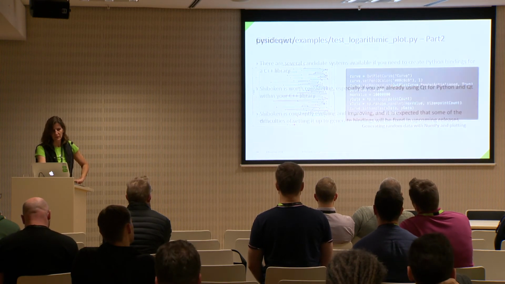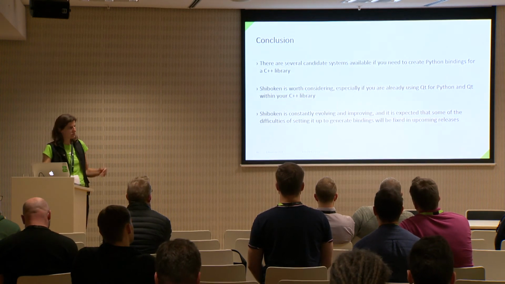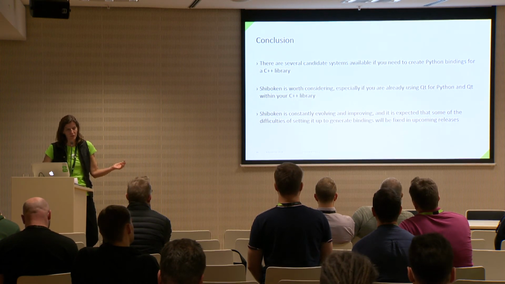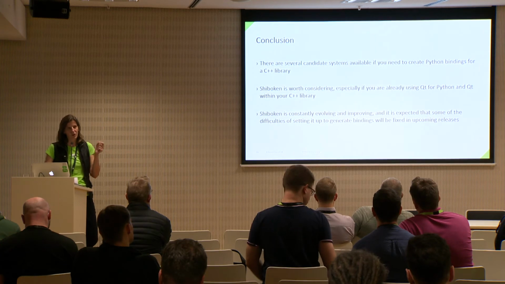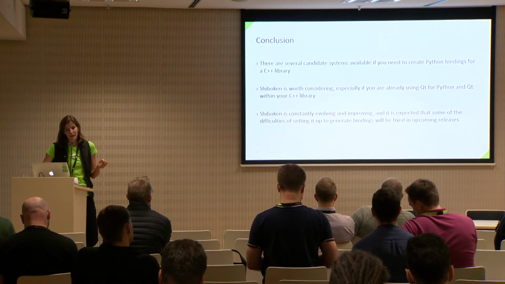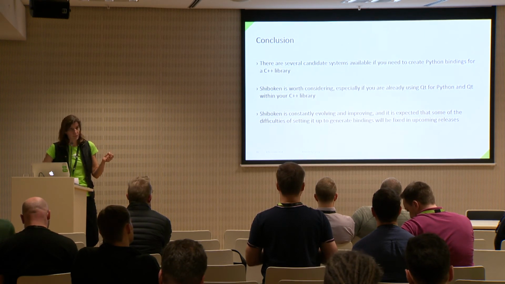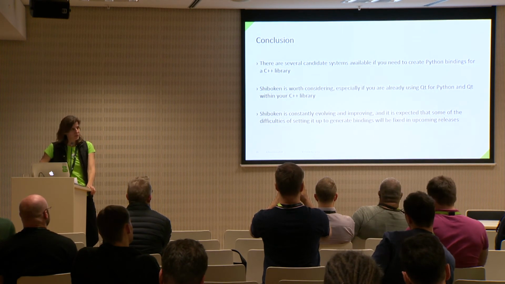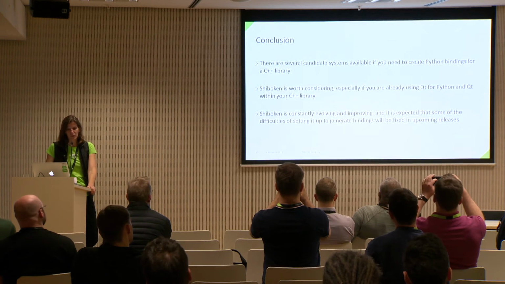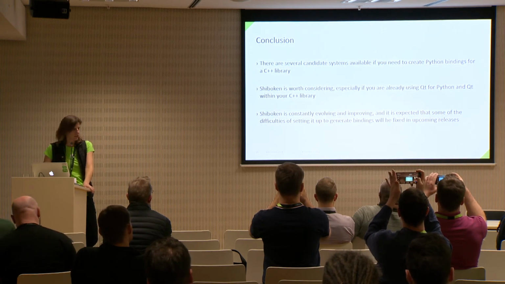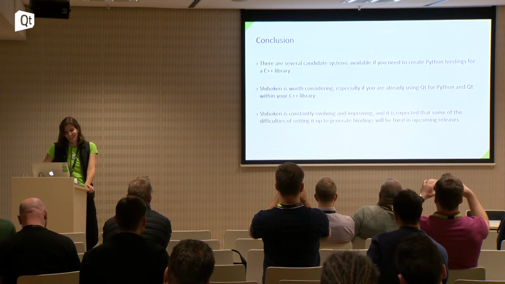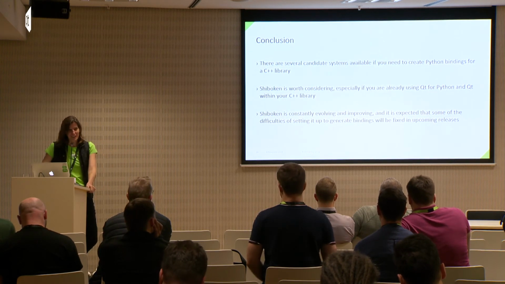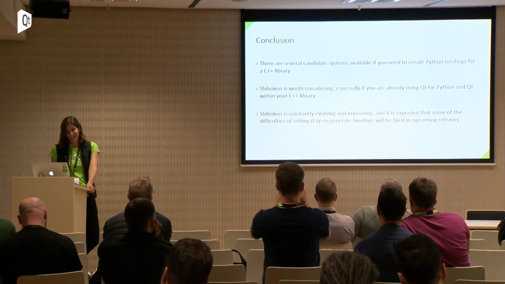So in conclusion, there's several candidates for creating your bindings. You don't necessarily have to use Shiboken, but it's worth considering, especially if you're already using Qt for Python, and if you're trying to wrap a library that's already using Qt. The other thing is that Shiboken is constantly evolving and improving, and it's expected that some of the difficulties of setting it up that I've shown here and to generate the bindings will be fixed. And as Christian mentioned, it's going to get some more love on the documentation side.